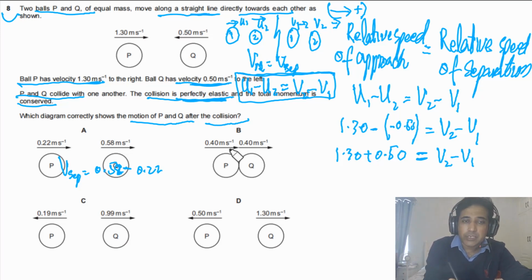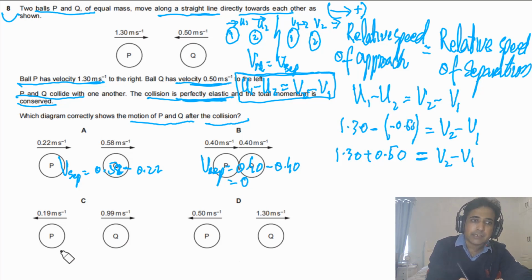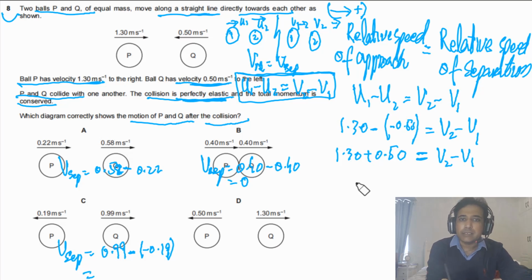How about this one? What is relative speed of separation of this one? So if we write down for this one, you see we have 0.40 v2 minus this one. So it means relative speed of separation in this case is equal to 0 because they have the same speed. So this will be equal to 0. And in this case, what is relative speed of separation? That will be equal to 0.99. This is positive, and minus we will have this value, and this is minus 0.19, and the answer is not equal to this one. So it means this is also not possible.